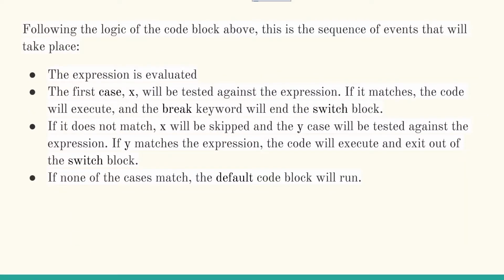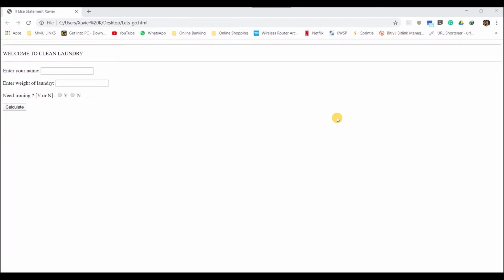Following the logic of the code block above, this is the sequence of events that will take place. The expression is evaluated. The first case, X, will be tested against the expression. If it matches, the code will execute and the break keyword will end the switch block. If it does not match, X will be skipped and the Y case will be tested against the expression. If Y matches the expression, the code will execute and exit out of the switch block. If none of the cases match, the default code block will be run.